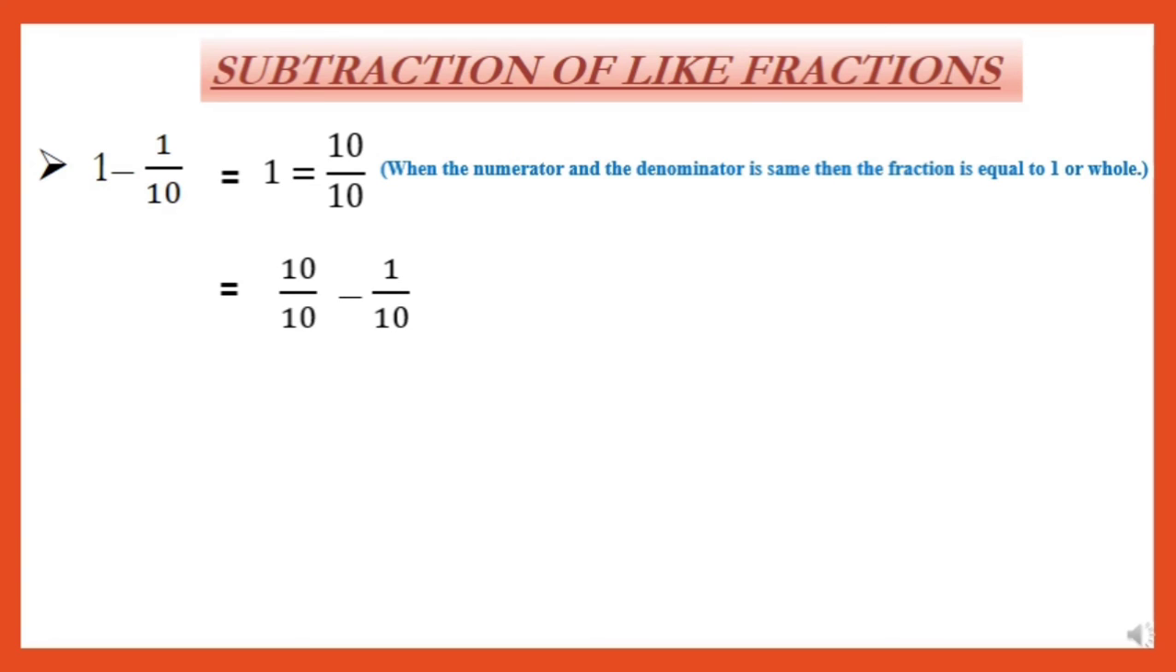Now both the fractions are like fractions, so subtraction is very simple. We will subtract the numerators and write it over the denominator. 10 minus 1 by 10, which is equal to 9 by 10.